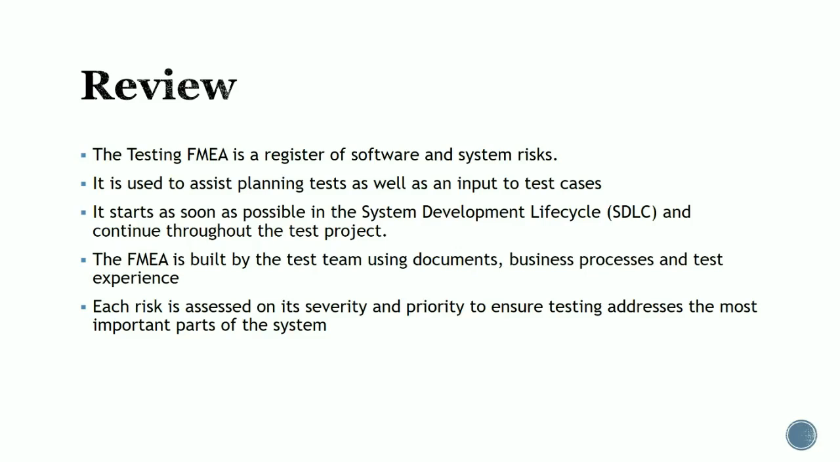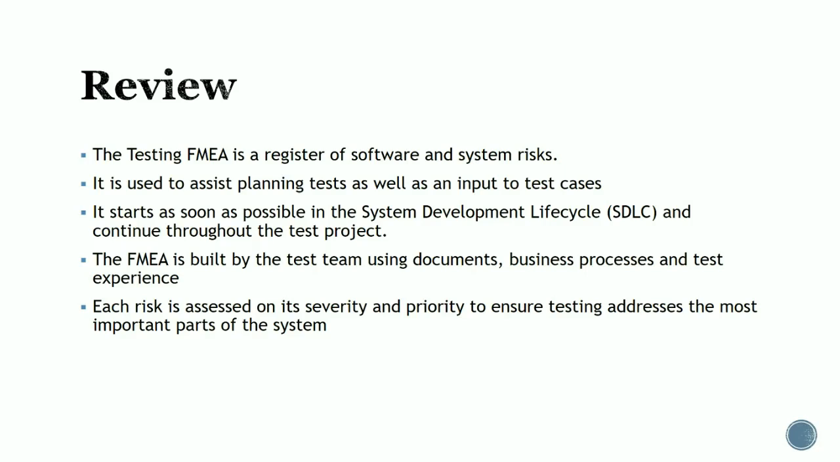The FMEA starts as soon as possible in the software development lifecycle, and it continues through the project. Things will change, things will happen in the project. Some things that were important will disappear because they've been solved. Some things may be expanded from a single item into multiple items because of changes in importance to those particular things in the system. The FMEA is built by the test team using documents, business processes, and their test experience, the things that you bring as a tester to the process.